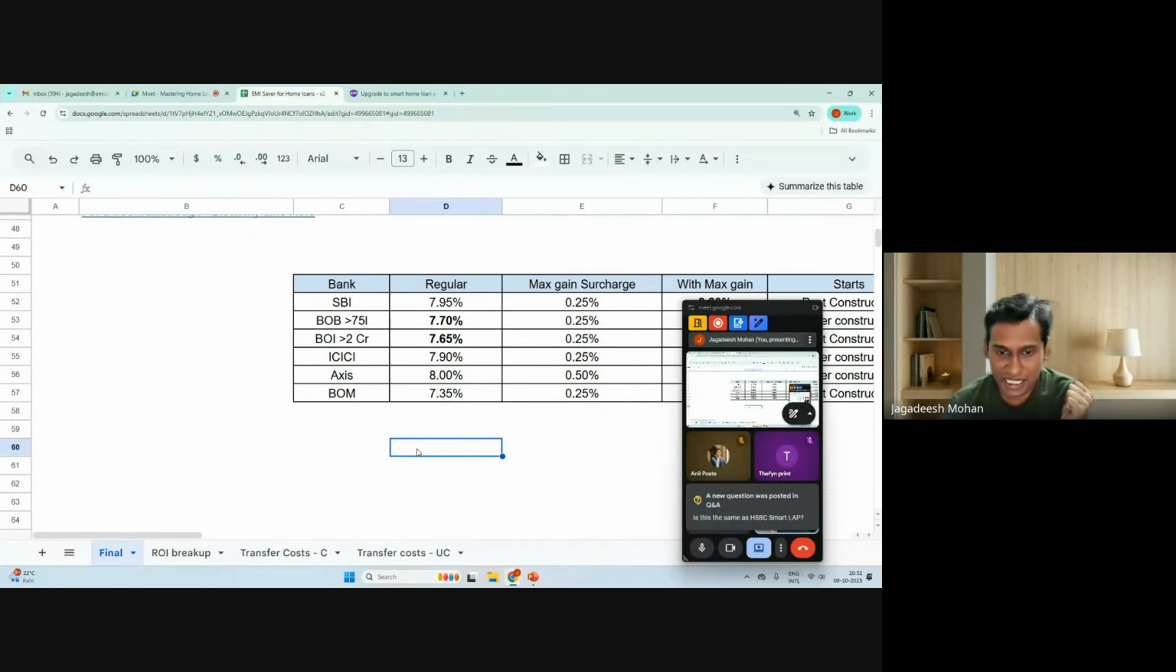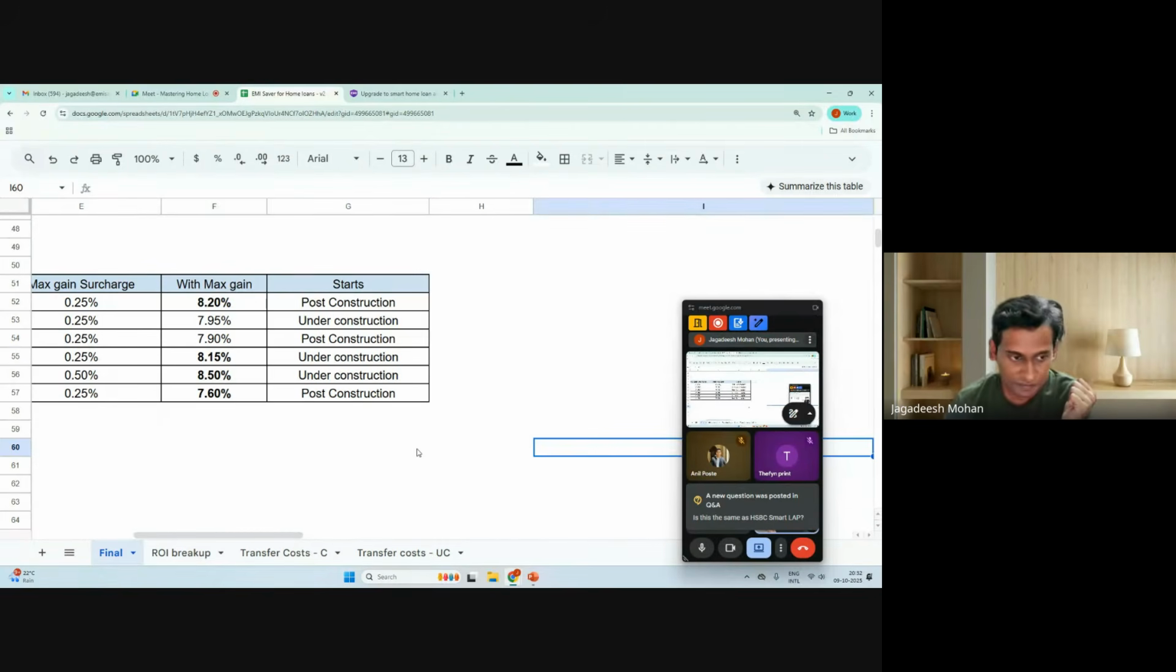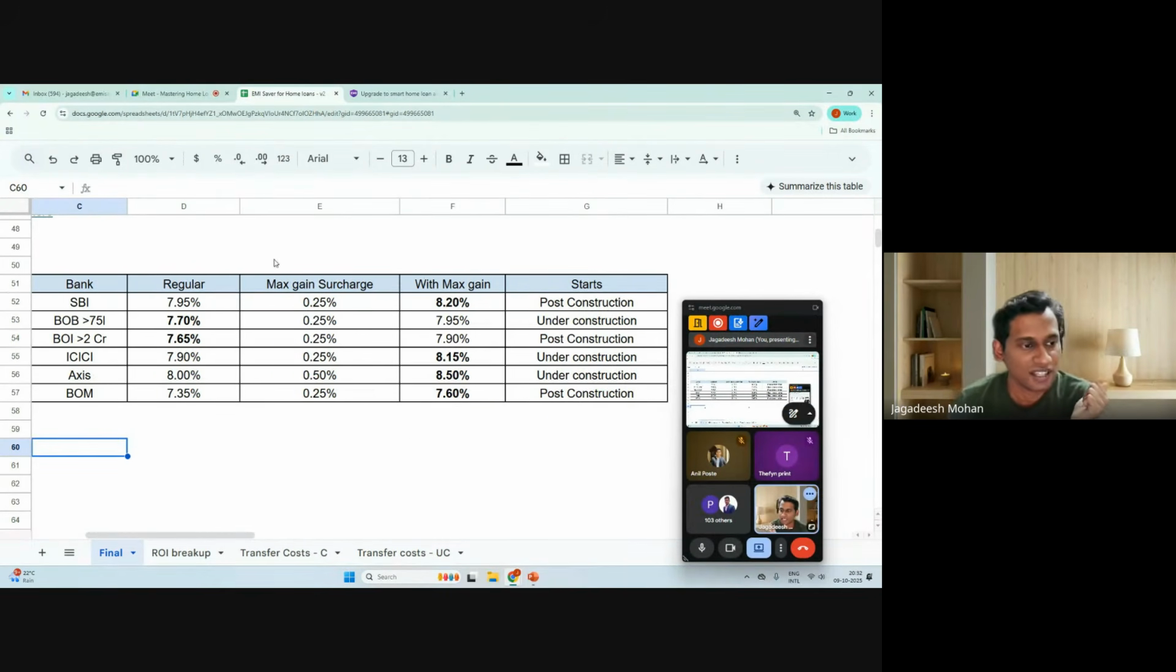Now, if you come back and look at this table, for example, SBI: most of the new loans end up at 7.8, 7.95. For Max Gain, they charge 0.25% extra, which will probably end up at around 8.2%. Sometimes there will be some concessions. These numbers are still indicative. Every month there is a new scheme, a new concession plan in play for different CIBIL scores. Based on that, they typically change the final rates.